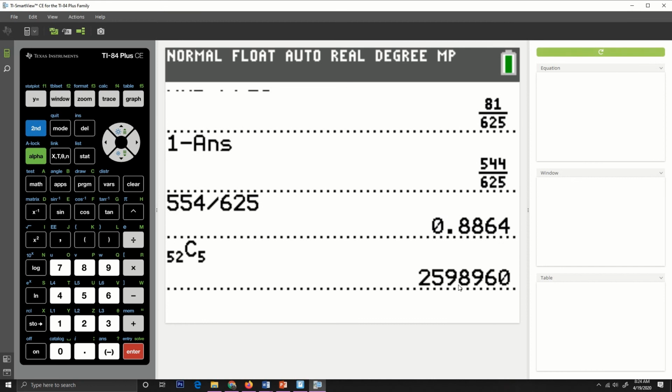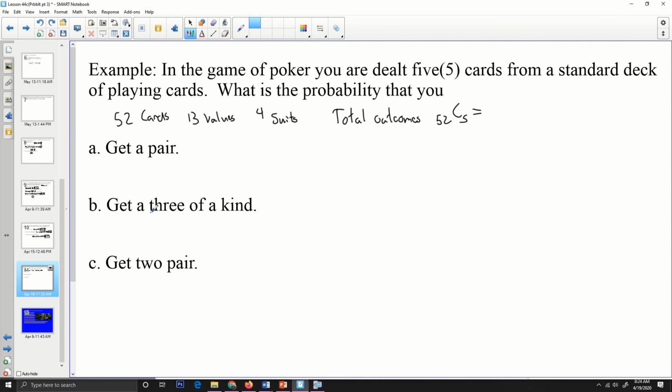So there are 2,598,960 different hands that you could get when you're playing cards, and you're dealt 5. So what is the probability that I get a pair? This is where this starts getting kind of complex, all right?